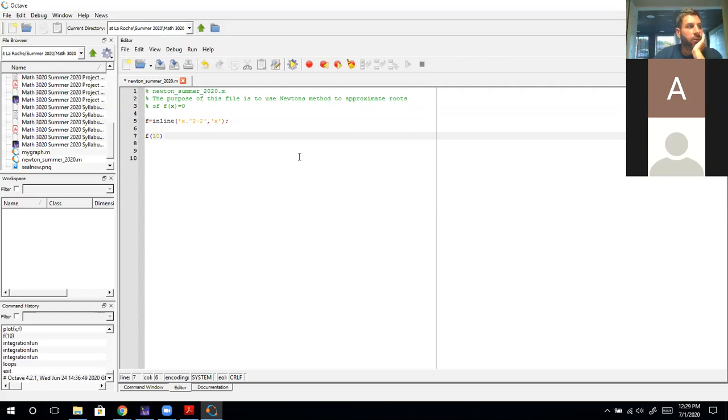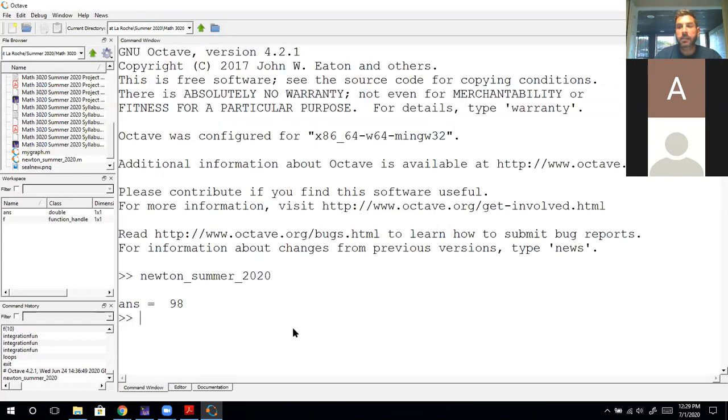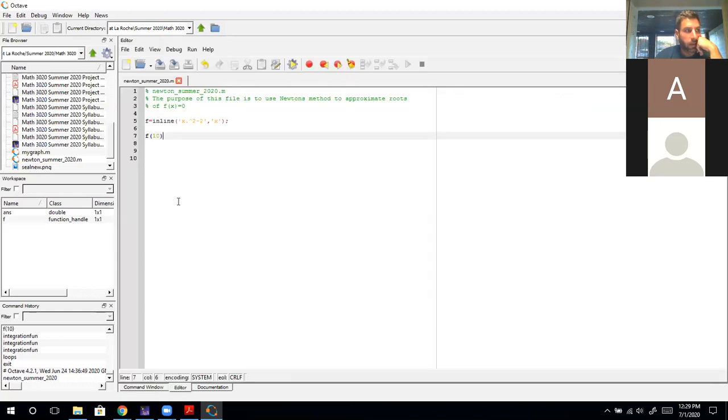So what I'm going to do is run it. Remember, I can hit this gear. This saves and runs it. And then if I want to see what happened, I go to the command window and it says answer 98. So I feel good because it did my problem correctly. So I plug f of 10 in, and that's what it does. So I feel good about that. Does anybody have a question? So now it knows what f is.